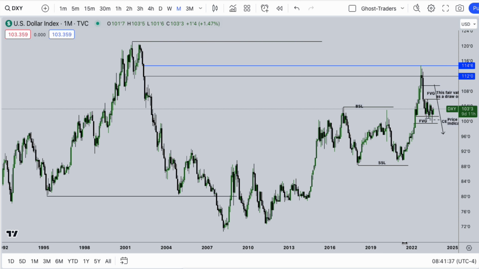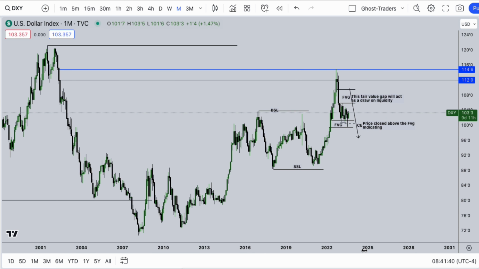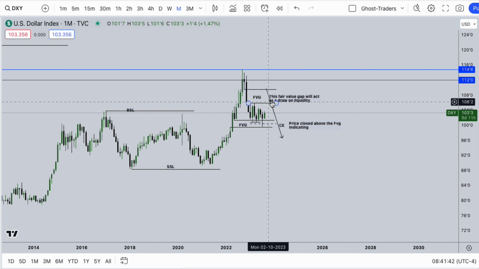So basically, this fair value gap that we have here is going to act as a draw on liquidity to attract price to retrace a little bit, just to close this liquidity void here and continue being bearish. So that's what we have right now in our mind.